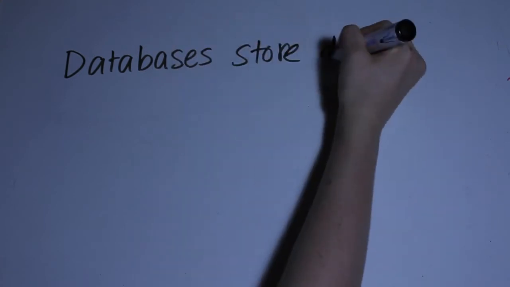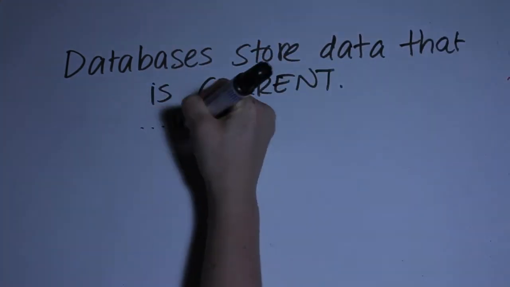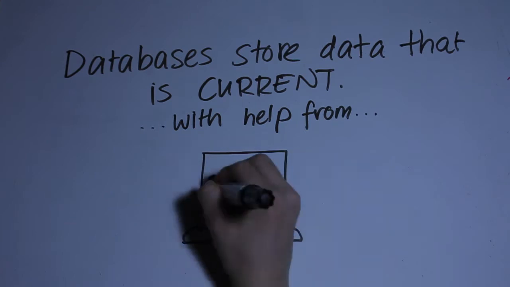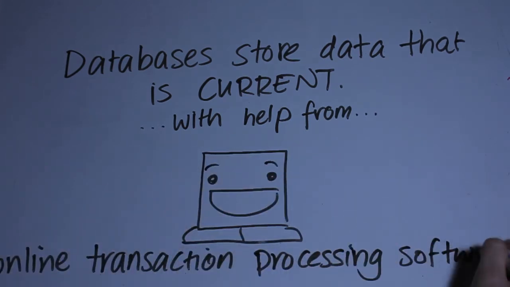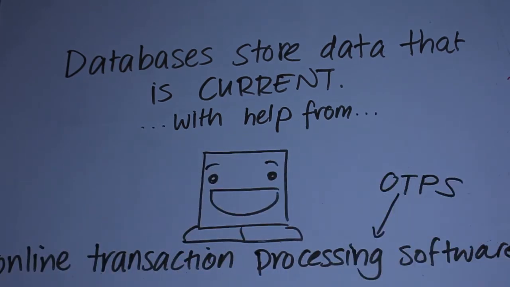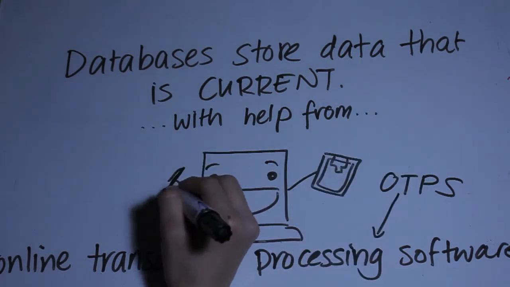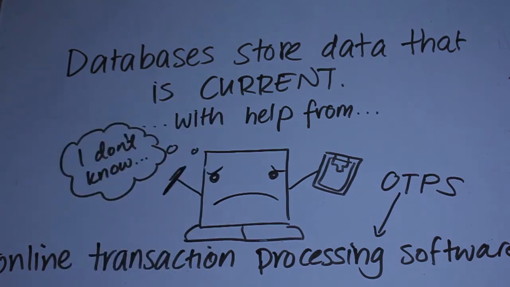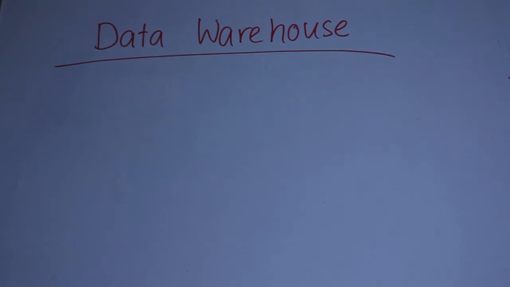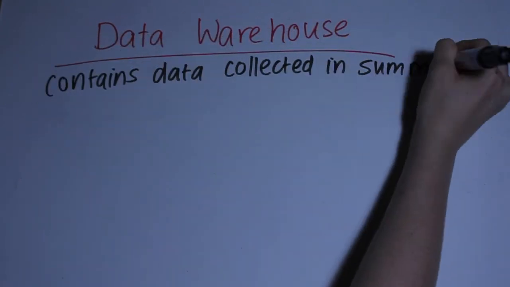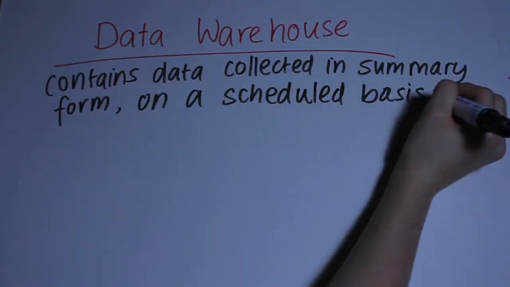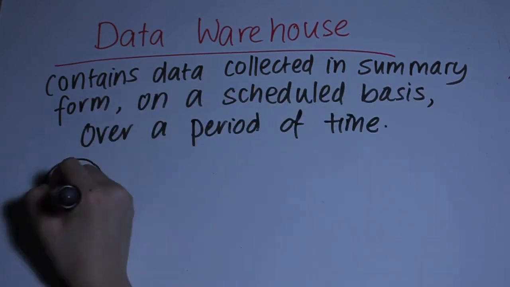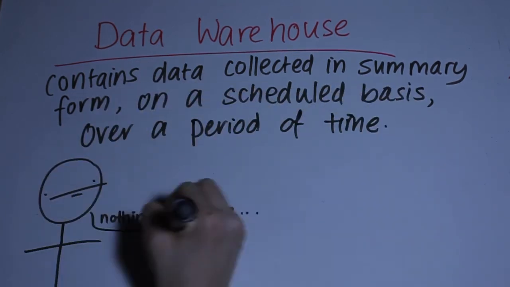Okay, back on topic. Databases are designed to store data that is current, with some help from our friend online transaction processing software. This guy processes day-to-day records, keeping everything up to date. But what if we want more than just day-to-day records? This is where data warehouses come in. A data warehouse contains data collected in summary form on a scheduled basis over a period of time. Now that's a lot of words.